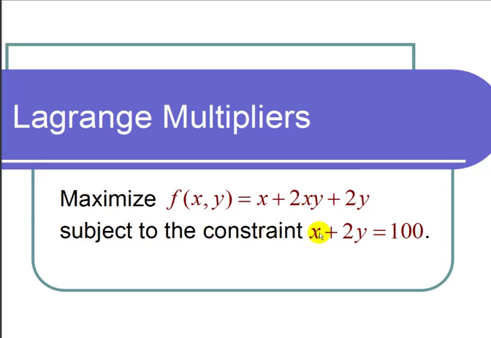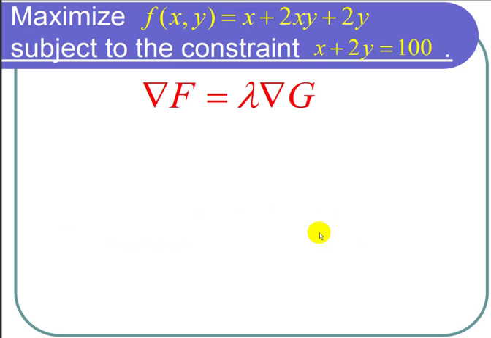a constraint, then the relationship for the maximum is that at the maximum, the gradient of that function will be equal to some constant lambda times the gradient of the constraint function. So let's find the gradient of our f and our constraint.